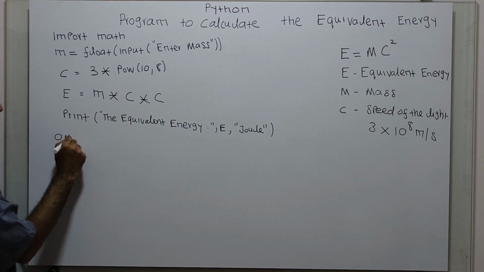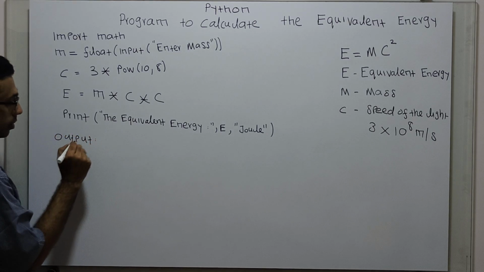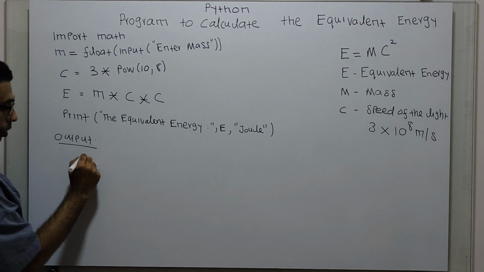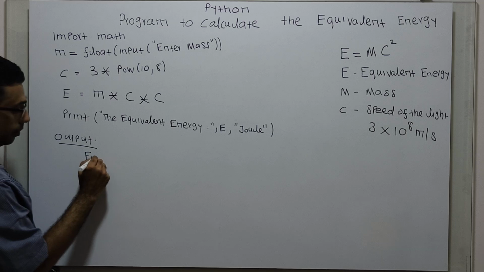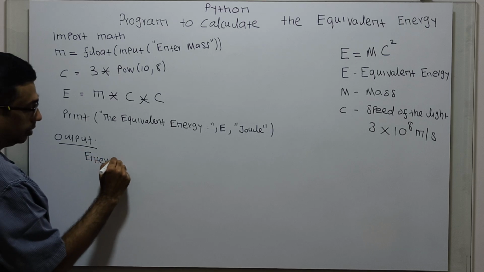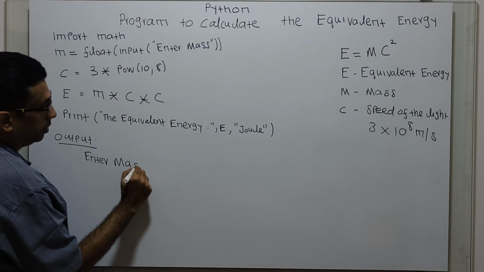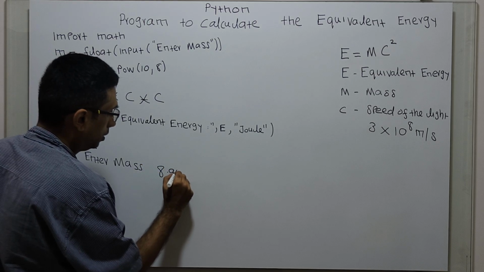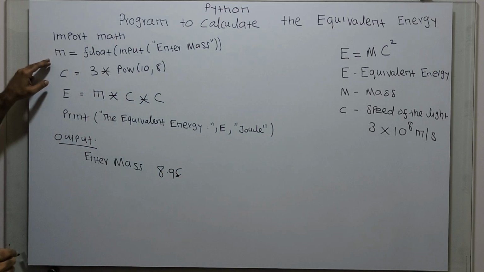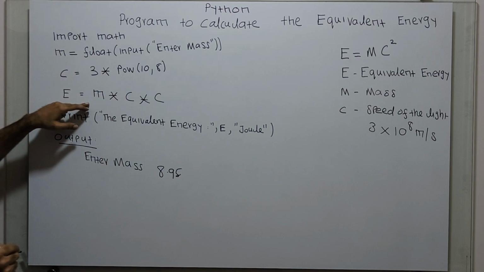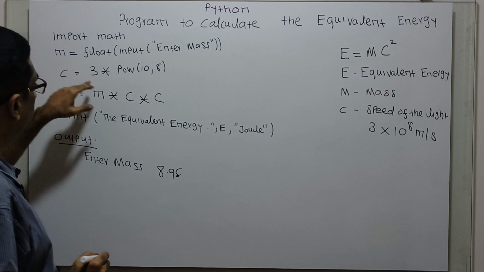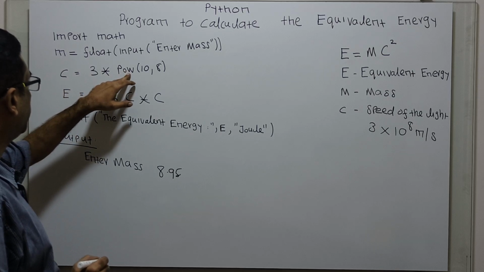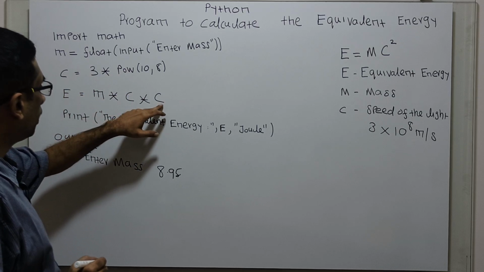Okay, how does a console look like. Input, enter the mass. My console will display enter mass. For example, I am entering a value 8.95. This is for the mass. Then it will be multiplied with mass into C square, C into C, mc square. So what is the value of C? 3 into 10 power 8. So mc square will get calculated here.